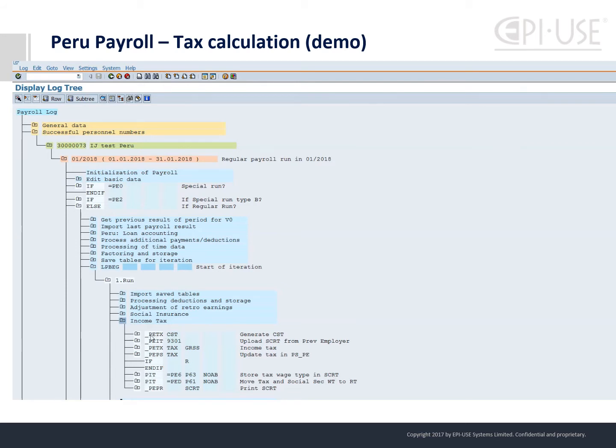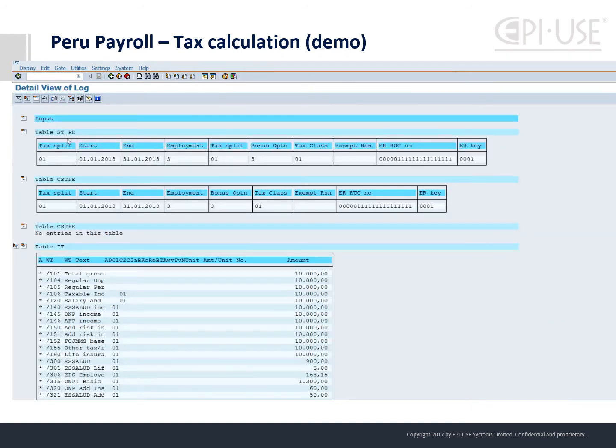You can see it started off with generating the CST table. Then there was the infotype 9301, the values, tax data from a previous employee is loaded if available. Then we see the calculation of the tax. If we expand that, we can have a look at the input. In here, it shows all the tables that were used, all the information that was read.